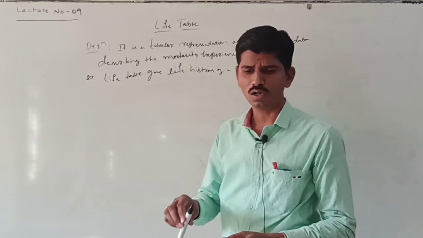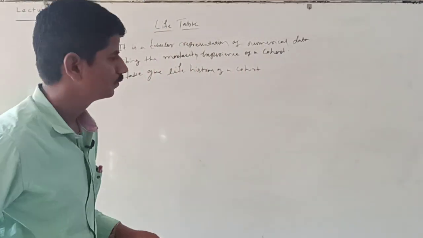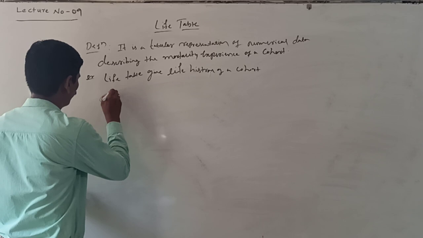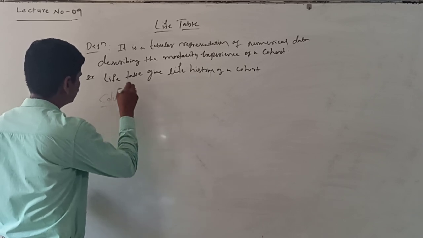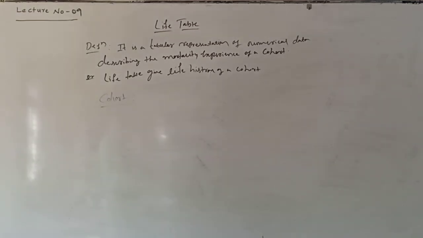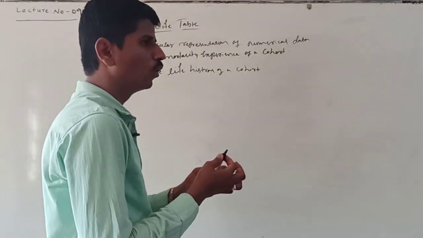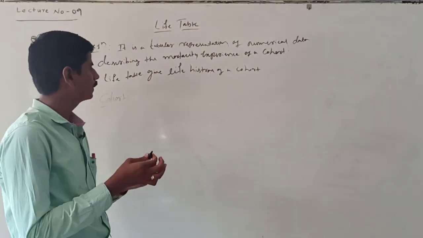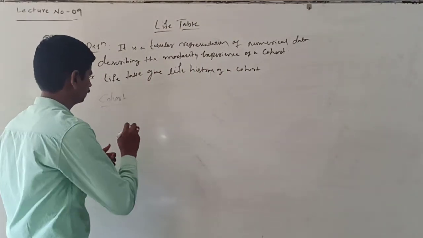The term cohort. What is a cohort? The group of persons who are born at the same time and who experience the same mortality condition. The group of persons who are born at the same time and who experience the same mortality conditions.